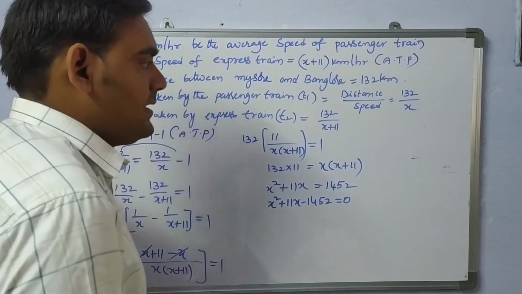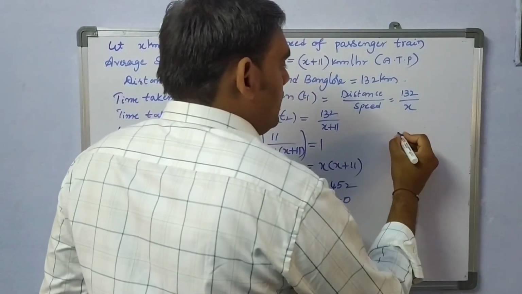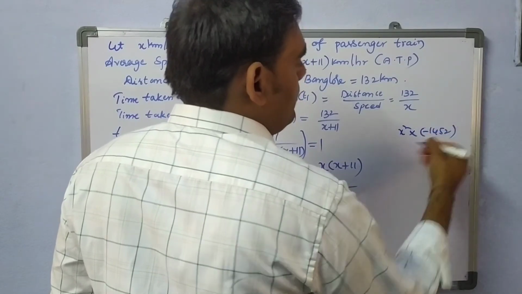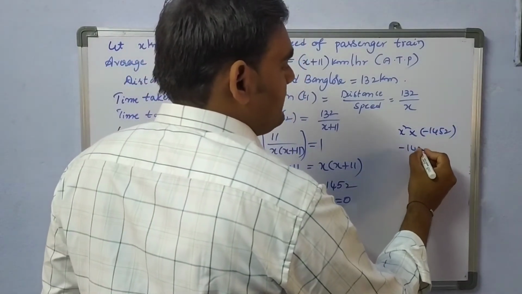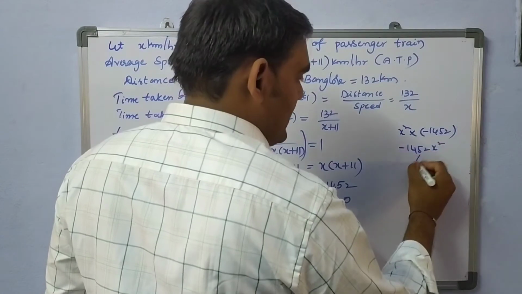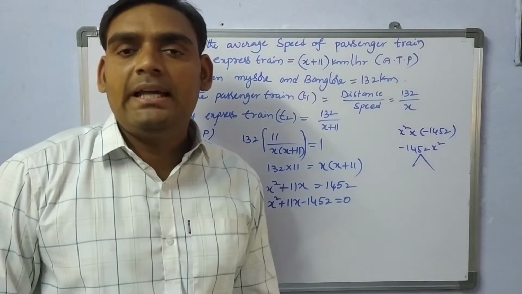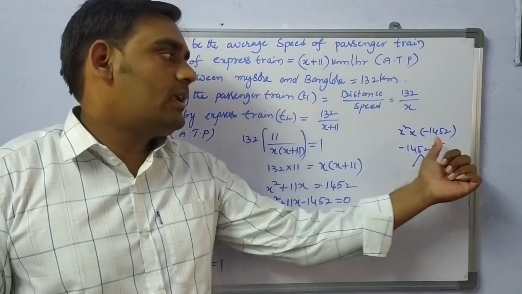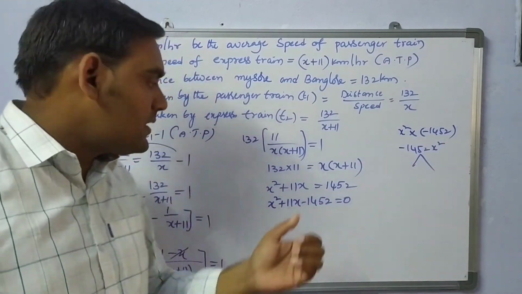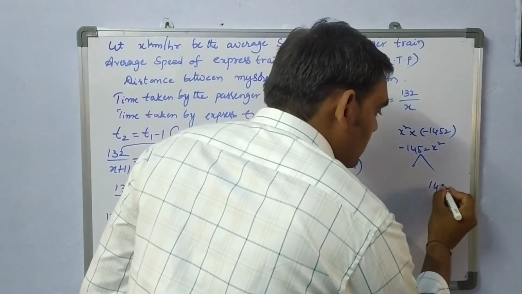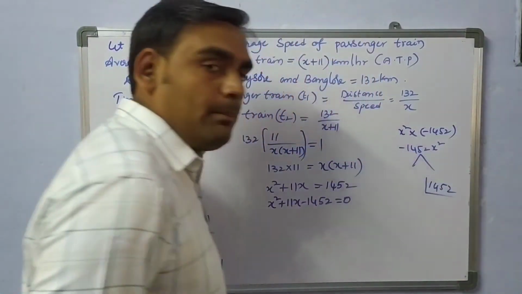Take first term and last term. So here x square into minus 1452, we will get minus 1452 x square. If you multiply two terms, product should be equal to minus 1452 x square, and when you add two terms, sum should be equal to plus 11x. So that only here, first find prime factors of 1452.